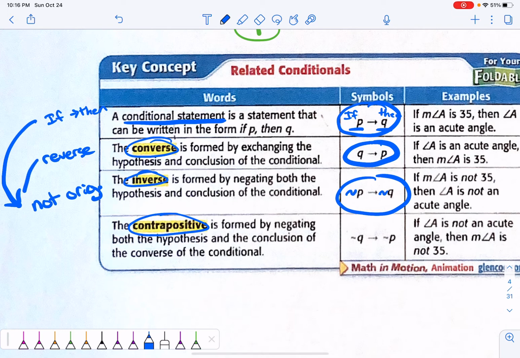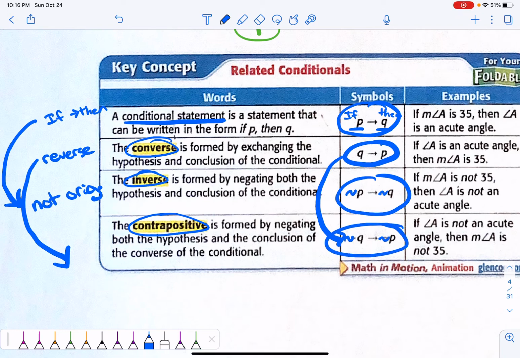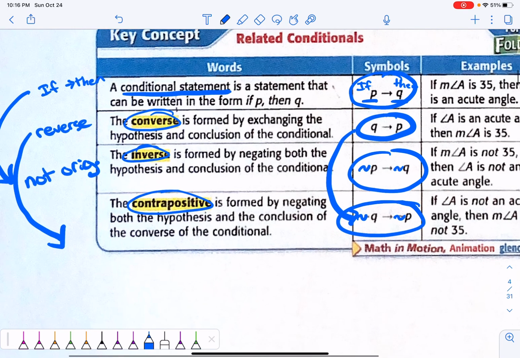And then the contrapositive negates the converse. So the converse went Q → P. This is still going Q → P, but it's not Q, not P. So it's taking every single possible combination of those two statements and doing stuff to them. P → Q, I could flip it around, Q → P, or I could make each one of them not, or flip them around and make each one of them not. So contrapositive is the not converse.